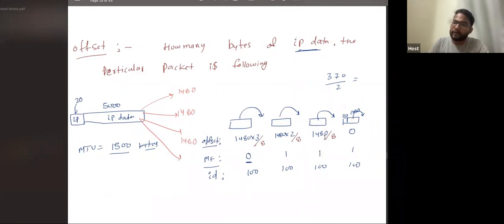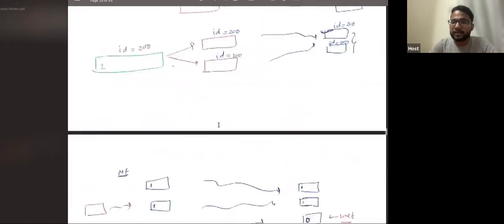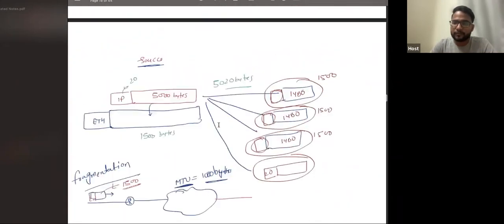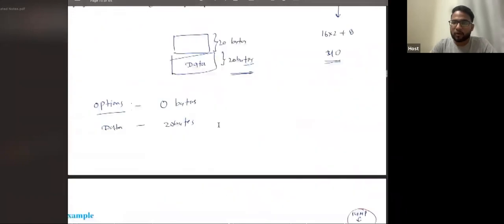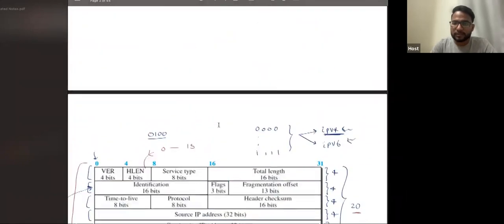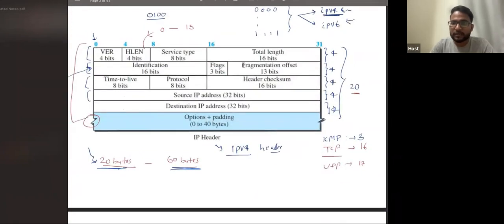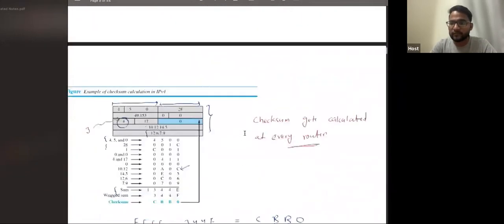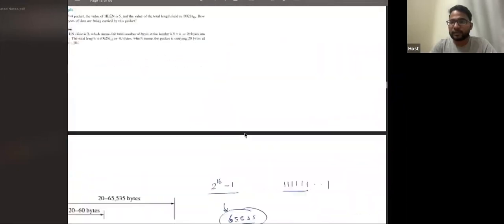Now why am I dividing by 8? Because in the worst case, any fragment can follow almost 2 to the power 16 bytes, but this offset field is just 13 bits. I have talked about this in the theory lecture, so I'm just summarizing it quickly. See here, the offset is just 13 bits. That's why I need to divide by 8, just like I divided by 4 in the case of header length. So we divide by 8 so that the scaling works.